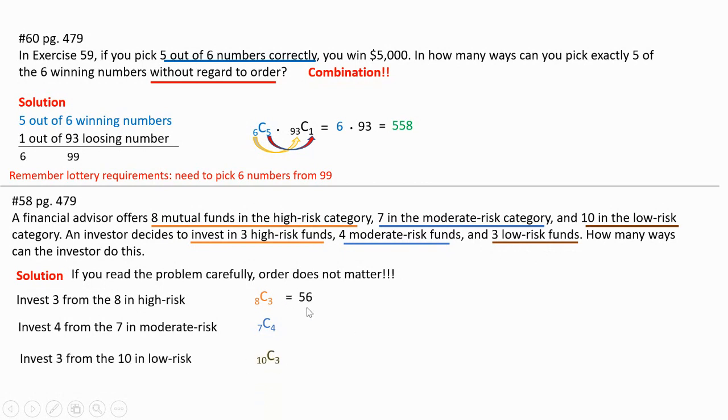8 combination 3 will give us 56. 7 combination 4 will give us 35. 10 combination 3 will give us 120. We multiply those out. It's going to give us 235,200. So these are all the possible ways that an investor can do this.